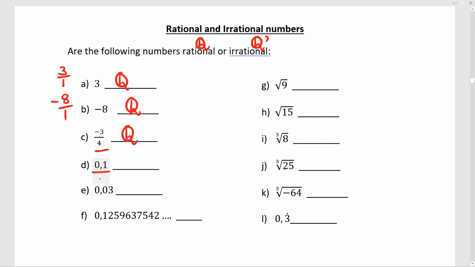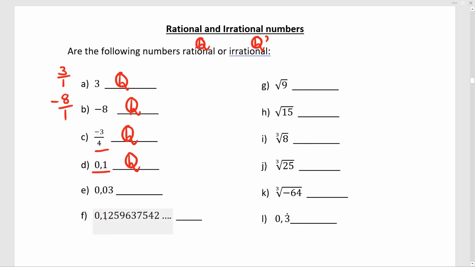0,1 is a decimal, but what kind of decimal is it? Does it terminate? Yes, because there's no ... afterwards. So it terminates, it actually finishes, it ends, therefore it is rational.